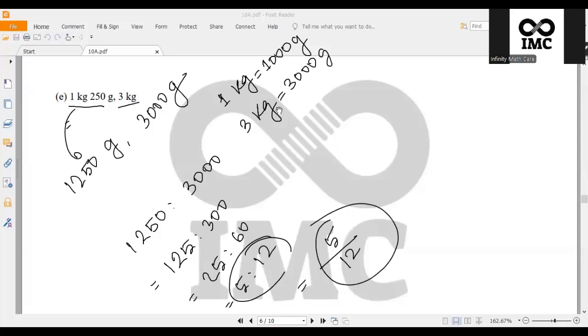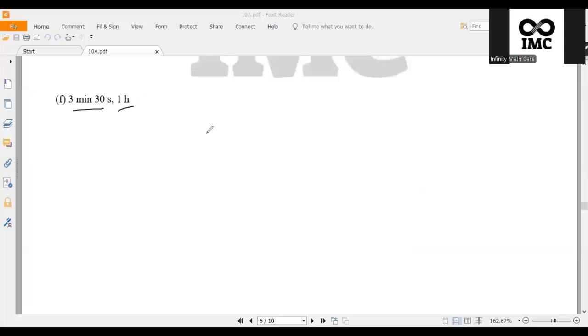Then question number F, 3 minutes 30 seconds to 1 hour. So here we need to convert into the same unit. We know that 1 minute equals 60 seconds. Okay. And what about 1 hour? 1 hour equals 3600 seconds. Okay. So all will be converted as seconds. Why does 1 hour equal 3600 seconds?